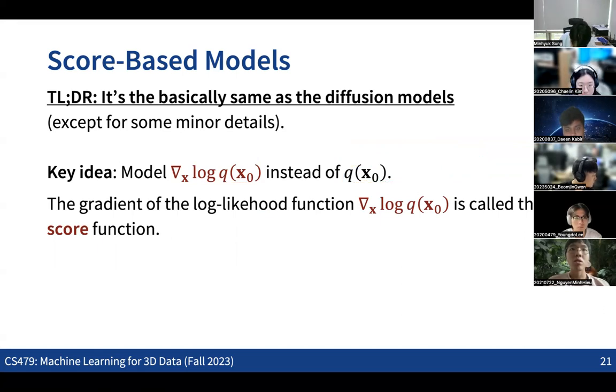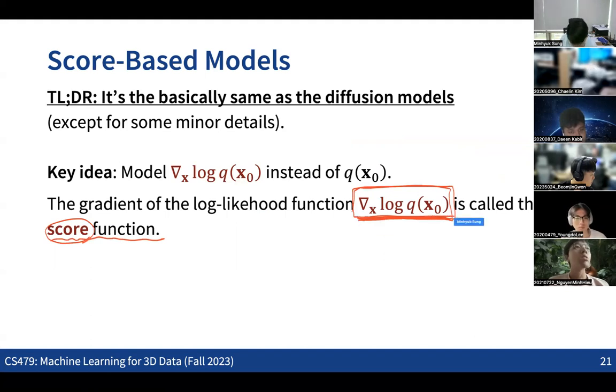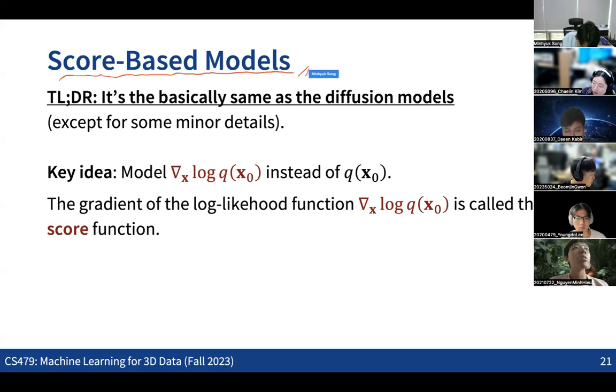Also, one thing that you need to know is that typically this gradient of the log likelihood is also called the score function. The score here is not the score that you normally think of; it basically means the gradient of the log likelihood. That's why we call this a score-based model. So if we have this score information, how can we resample from the original data distribution? That's what we are going to do.